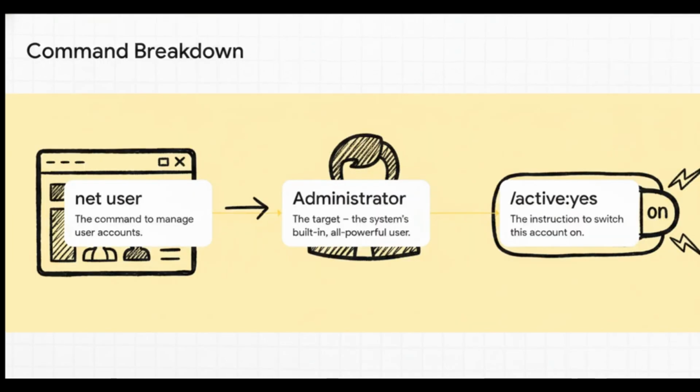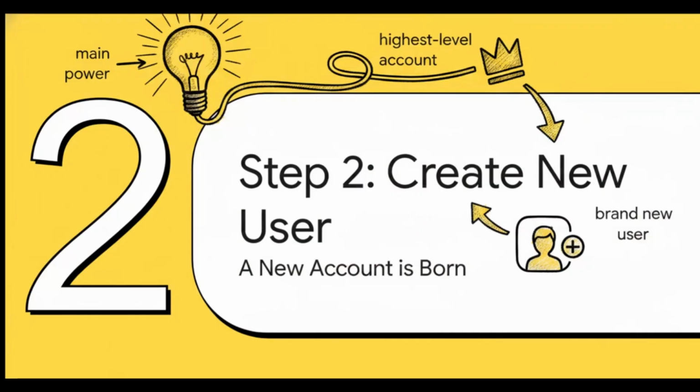When you break it down, it's actually super logical. Net user, that's just the tool we're using to manage accounts. Then we specify our target, the administrator. And /active yes, well, that's pretty much the magic button. We're literally telling the system, hey, turn this thing on. Okay, so the main power switch is now flipped. That super powerful account is awake.